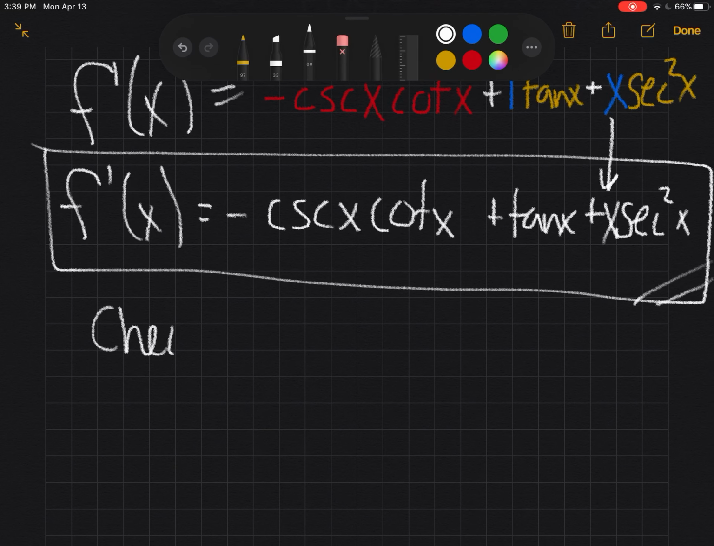Oops, I dropped my x. X secant squared x. That blue x was supposed to come down with us. Glad I looked at that answer again.